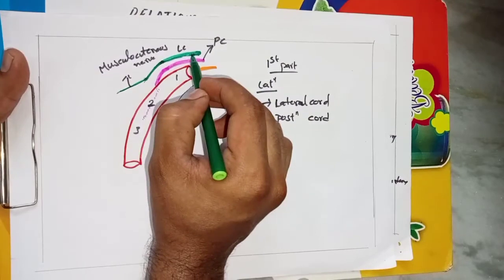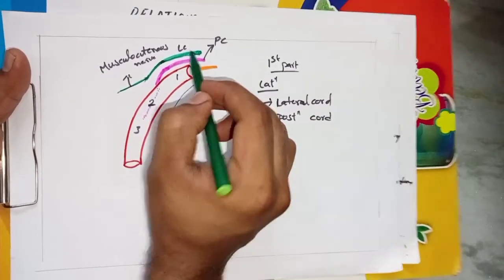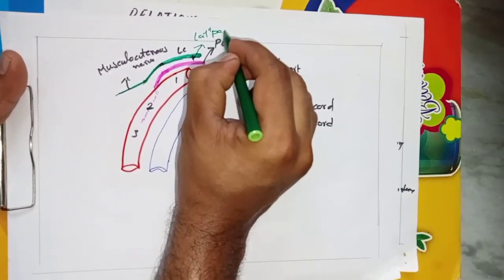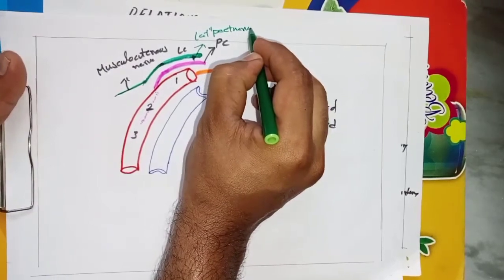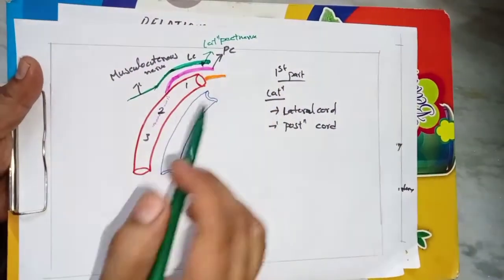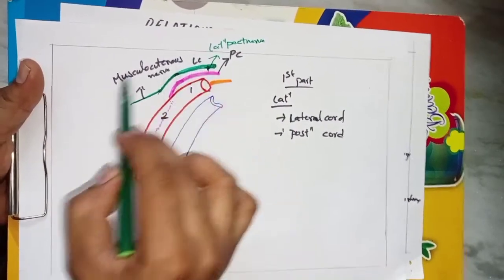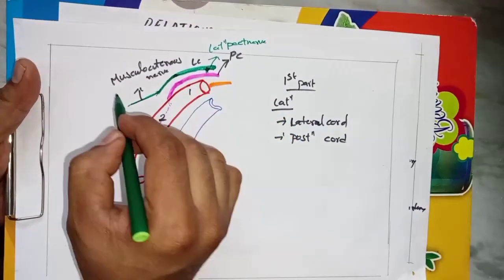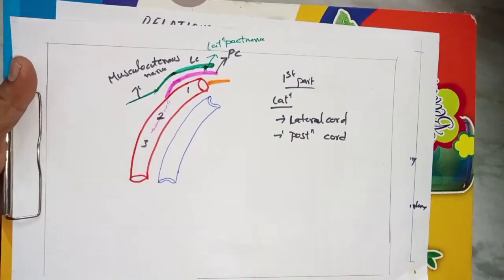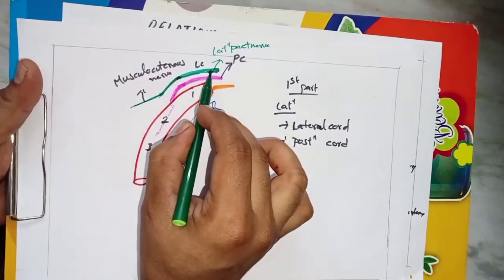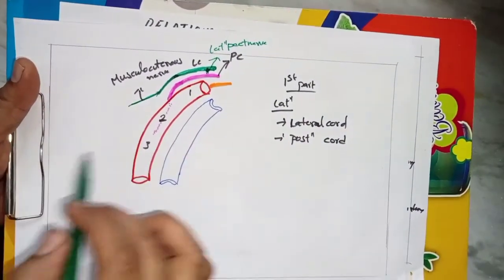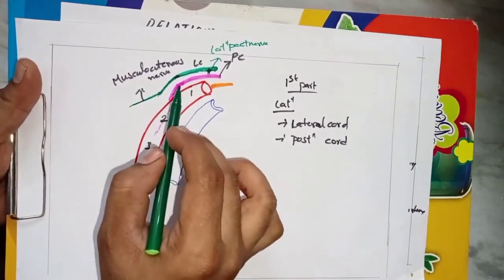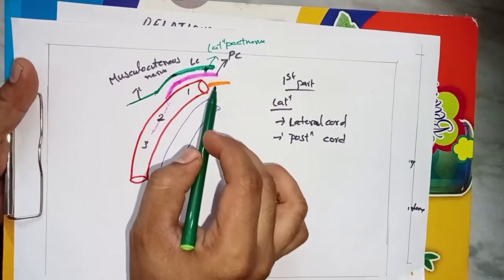Before it gives the branch to the musculocutaneous nerve, we can identify almost over here what is called the lateral pectoral nerve. Remember, these two nerves we have already seen. That is the mnemonic which I told you in our previous class: LML. The lateral pectoral nerve comes from the lateral cord of the brachial plexus, and then the musculocutaneous nerve also comes from the lateral cord after it gives the branch to the lateral pectoral nerve. The relation of the musculocutaneous nerve with the axillary artery is lateral.